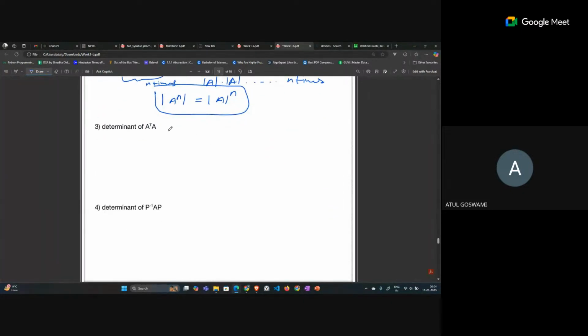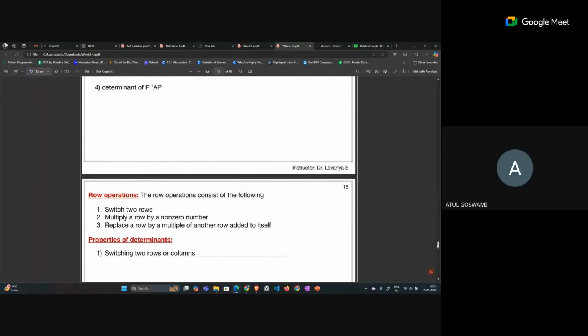Determinant of A transpose A. What is the determinant of this? Determinant of A square, since A transpose and A have the same determinant. So the determinant of A square is this property. What is the determinant of this? Determinant of A. Sir, will you just scroll up?